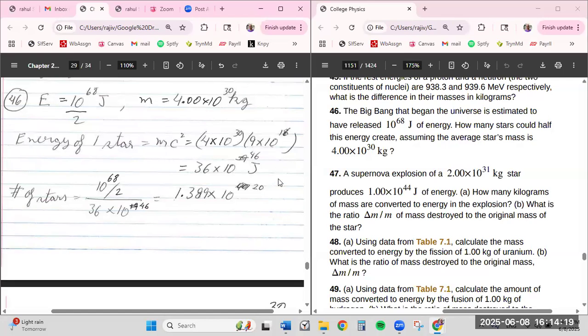So how many stars can we create out of the available energy? That's the available energy divided by the energy corresponding to each star, and that gives us this number. So even if you used half of the energy available to create stars, you're able to create 1.389 times 10 raised to 20 stars.